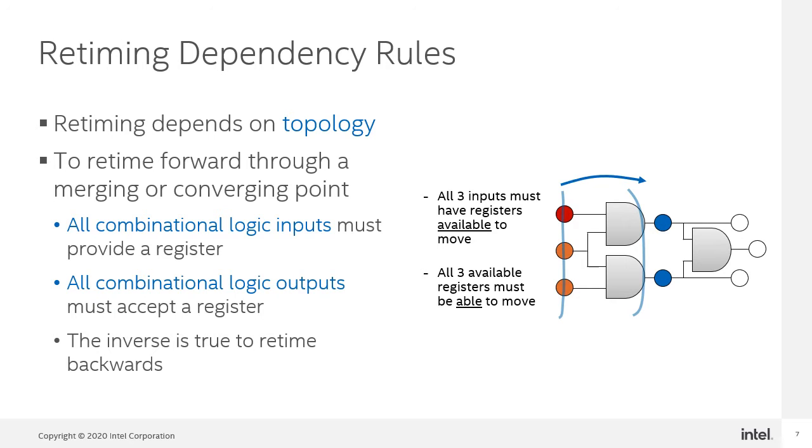Second, all outputs to that structure must accept a register. So in our example again, both blue dots must be free and able to accept a register that is retiming forwards. The same is true if retiming backwards. All outputs to the structure must provide a register, and all inputs to the structure must accept a register.